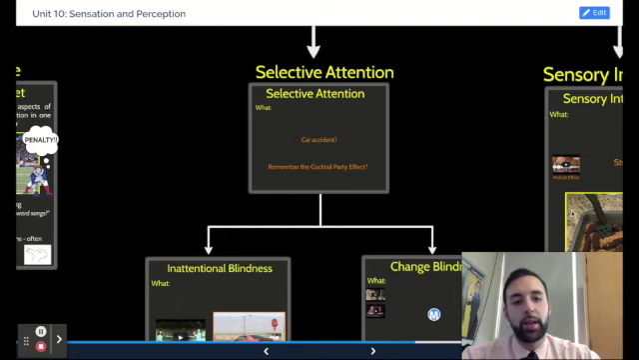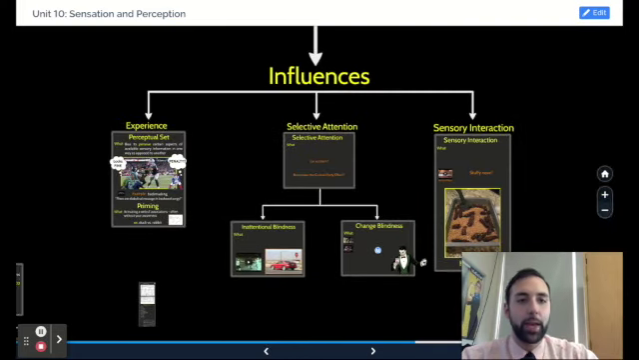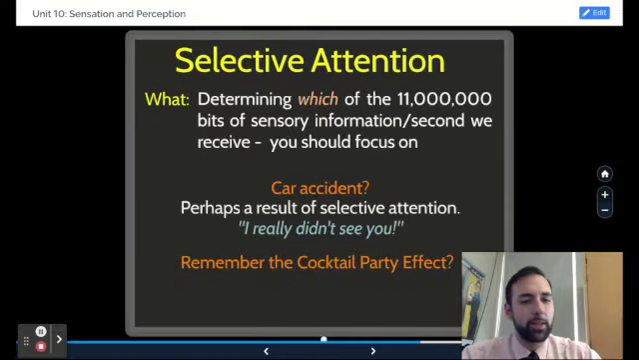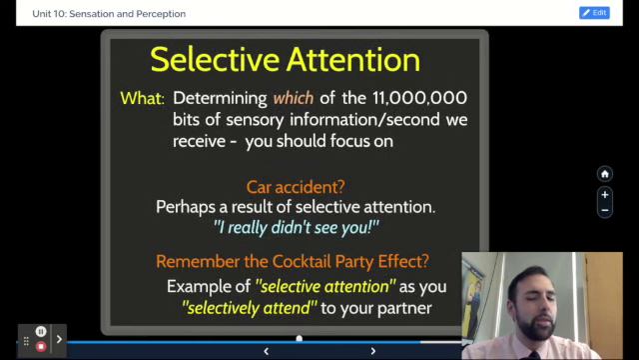To zoom out to the next portion, we have 3 boxes under the category of selective attention before we end with a box on what's called sensory interaction. Selective attention is, in many ways, what it sounds like, and acknowledges the fact that at any given moment, there's about 11 million bits of sensory information in our environment from every possible thing that we could smell, taste, see, hear, touch. But we only really account for about 40 of them at any given moment.